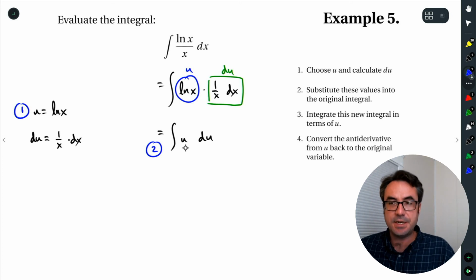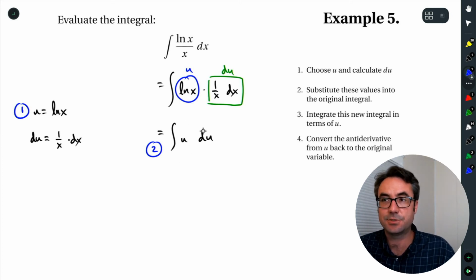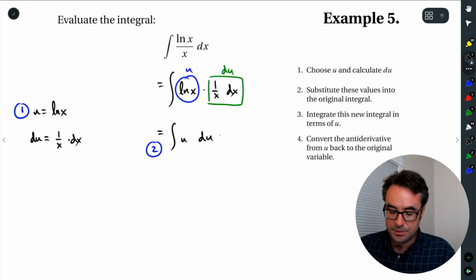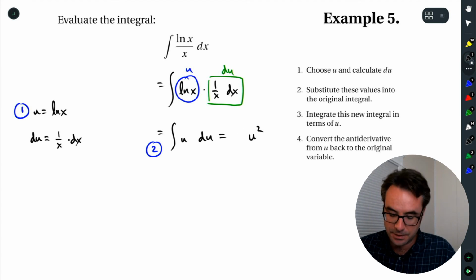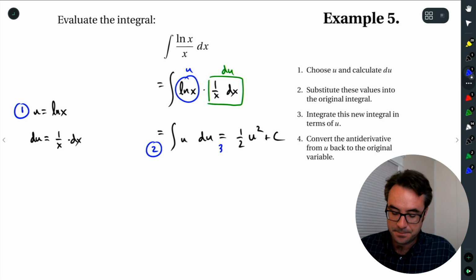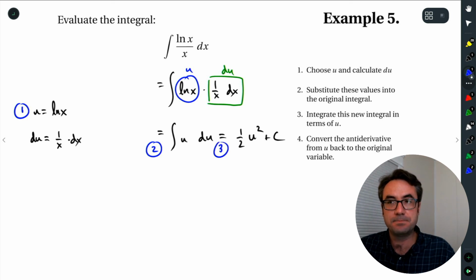So a nice, easy integral to do, which we can get just with the power rule. So we add 1 to the exponent, so we get u squared. Take that new exponent, flip it, put it in front, so we end up with a 1/2 in front. And then our plus c. So we've done the integration. And then the last step, convert back to x.